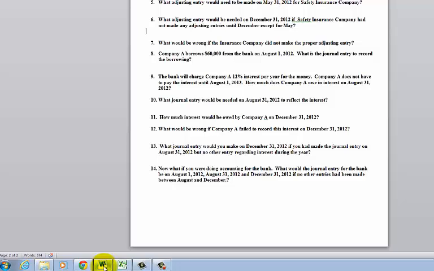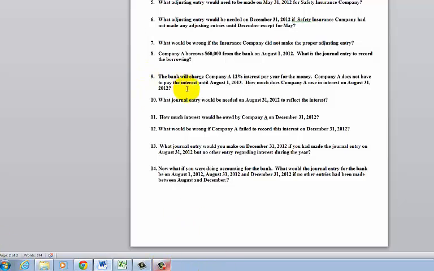So we get kind of a reprieve in terms of when we have to pay the cash. How much does company A owe in interest on August 31st? Now, notice the amount is how much we owe. It doesn't matter how much we've paid because we won't pay anything until next year. But that's not the point. The point is we've been using their money for a month. So we owe them interest for a month.